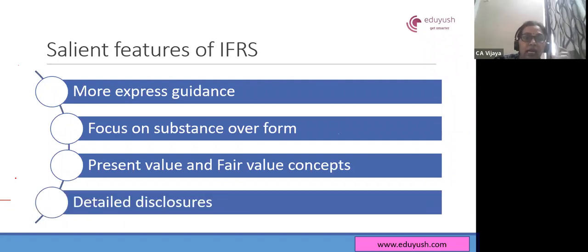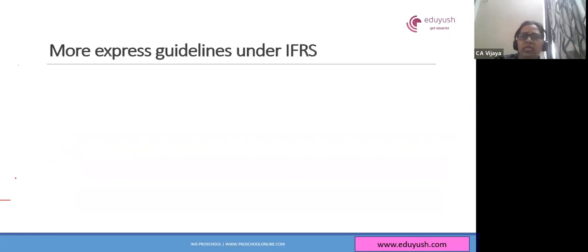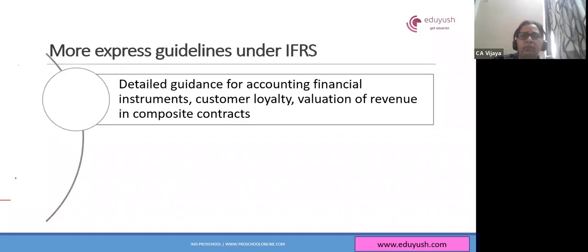So we will discuss that. And then there are much more detailed disclosures provided under IFRS as compared to many other accounting frameworks. So these are some of the features of IFRS. So when I look at more express guidance under IFRS, if you look at the concept of a financial instrument, under IFRS, I got 3 accounting standards which are dealing only with financial instruments. And in that, there is one accounting standard, IFRS 7, which is dealing purely with the disclosure of financial instruments. So such detailed guidance is available under IFRS, but not that much under other frameworks.